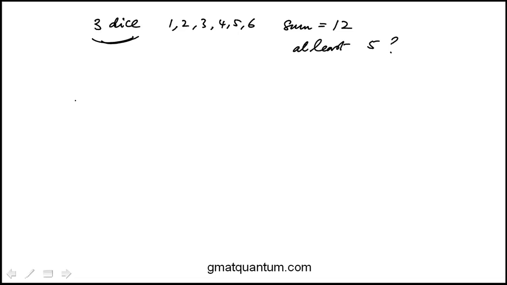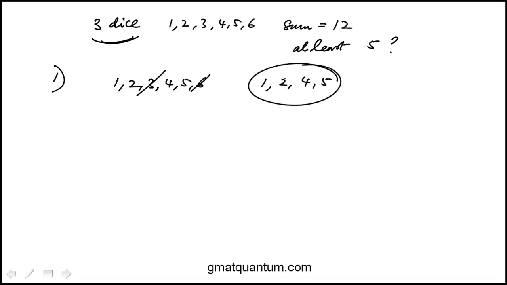So it's a yes/no question. I'll start with statement 1. It says none of the three numbers that are facing up is divisible by 3. So that means statement 1 rules out 3 and 6. So we're only working with 1, 2, 4, and 5 as the possible outcomes on the three dice.